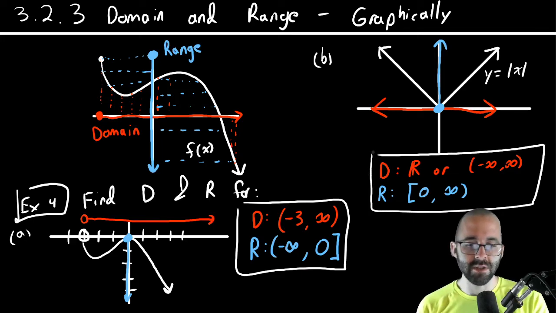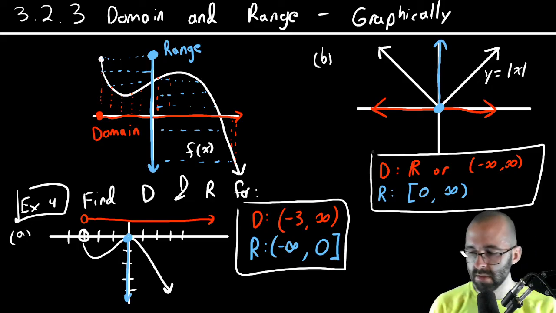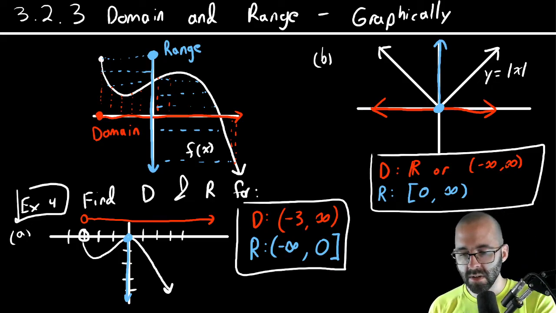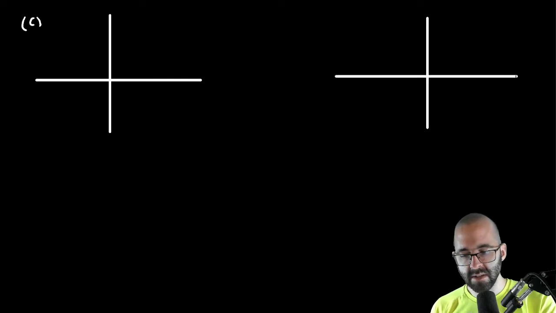That's the domain and range of the absolute value function. Let's do some more. Part C. Let's look at the square root function. In fact, I'm actually going to draw a couple more graphs right here. And I want you to pause the video and see if you can come up with the answers for these.